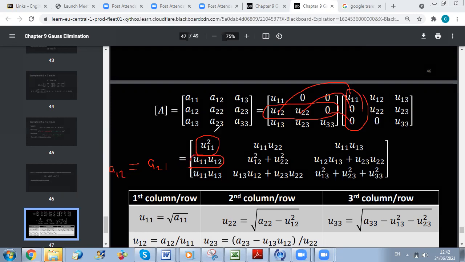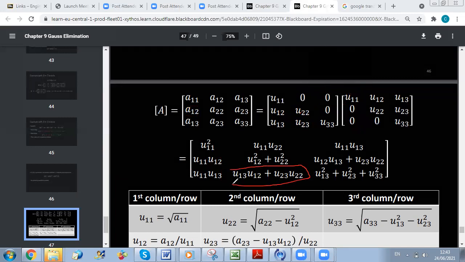So now I can say that from comparing the two matrices, U11 U12 should be equal to A21, but A21 is equal to A12 because of symmetry of the matrix. Now, I can proceed to find all other elements. For example, if I consider this element, how can I get it? This is the result of multiplying the third row by the second column, because this term is A32, which will be equal to A23, because the matrix is symmetric.